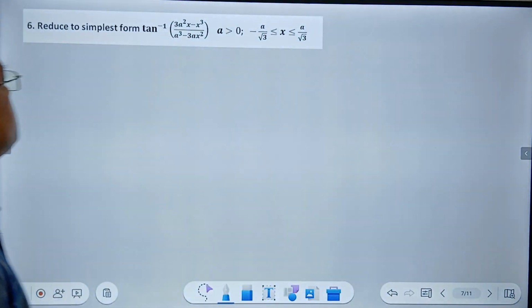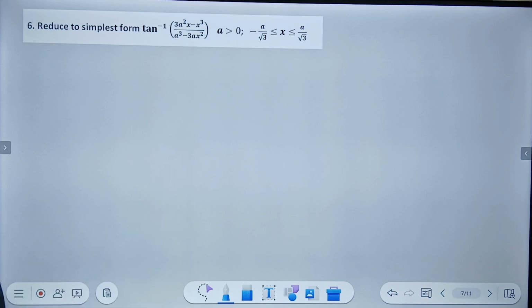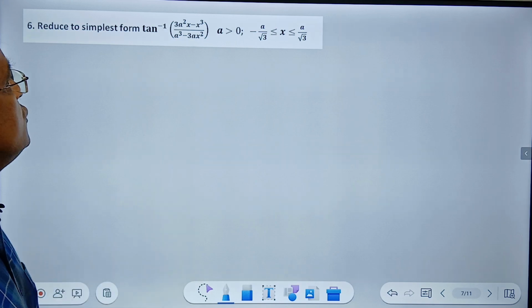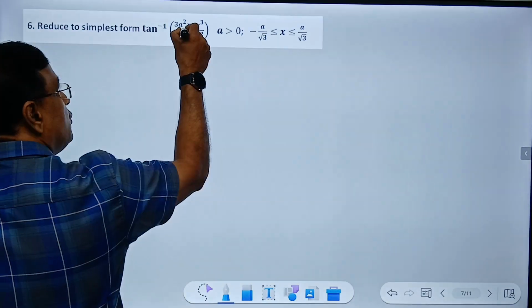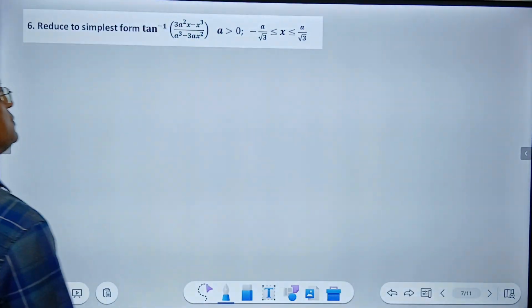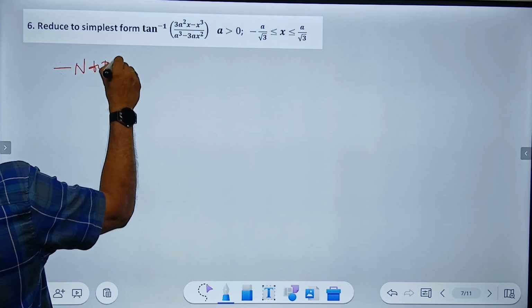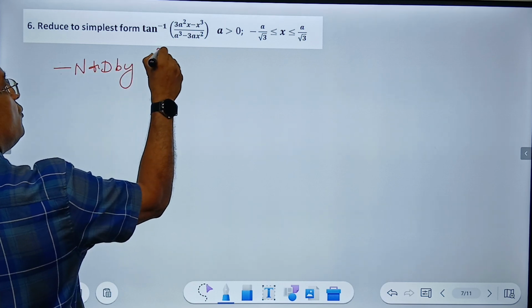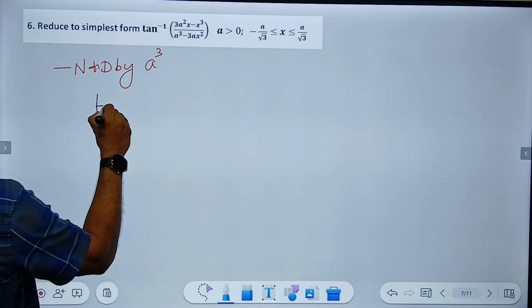Now let's come back to this problem. This is a wonderful question. It's an NCERT question also. 3ax square minus x cube by a cube minus 3x cube. So I always want to make this as 1. Okay. I always want to make that as 1. How do I make that as 1? Divide numerator and denominator by a cube. So if I divide numerator and denominator by a cube, what will I get?